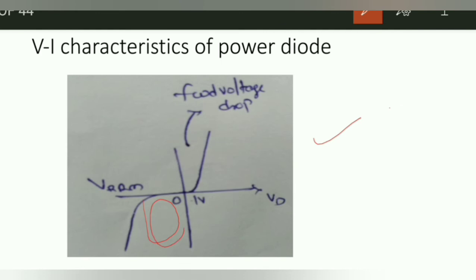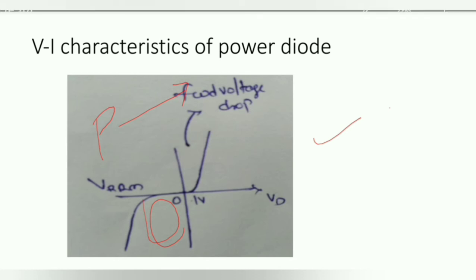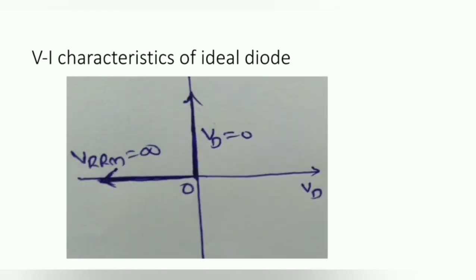If you go beyond this, a large breakdown voltage, then what will happen? High reverse current will be there, which leads to high power loss, and this may destroy the diode. It is just like our peak inverse voltage. Peak inverse voltage is the same as the VRRM. These are the VI characteristics of the power diode.